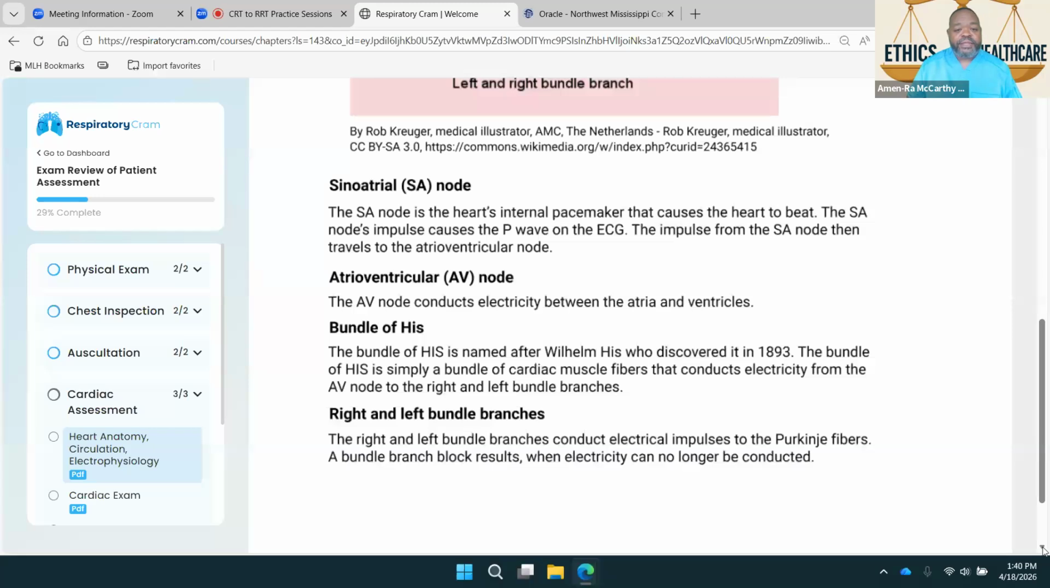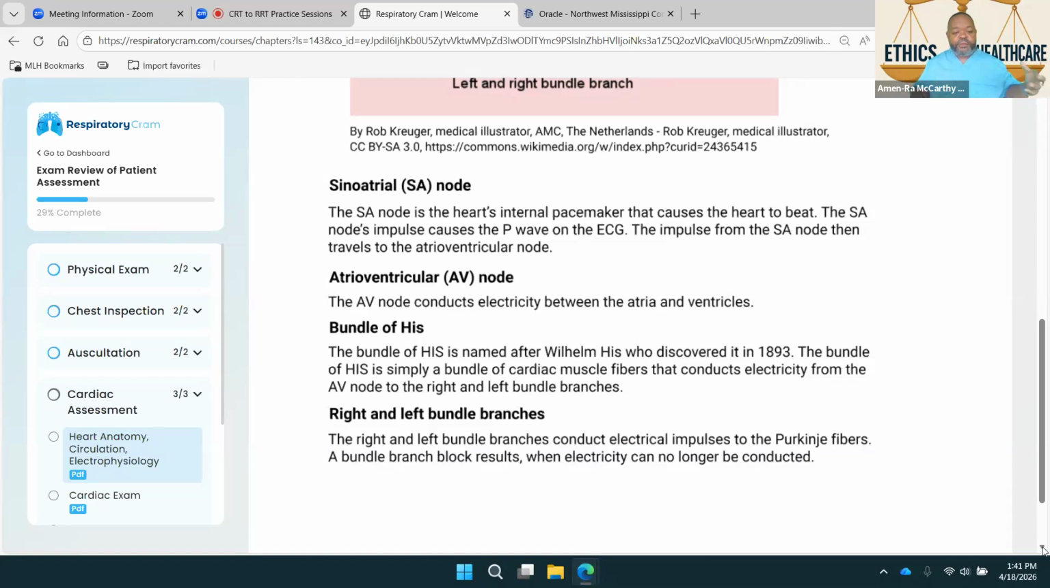The SA node impulses can cause the P wave on the EKG. So the P wave is your SA node making that beat, right? The impulse from the SA node then travels to the AV, which is the atrioventricular node. The AV node conducts electricity between the atria and the ventricles. And then you have the bundle of His. The bundle of His is named after Wilhelm His, which probably won't be a test question, but the bundle of His is simply a bundle of cardiac nerve muscle fibers that conducts electricity from the AV node to the right and left bundle branches, right?